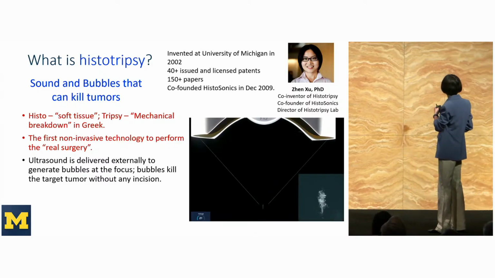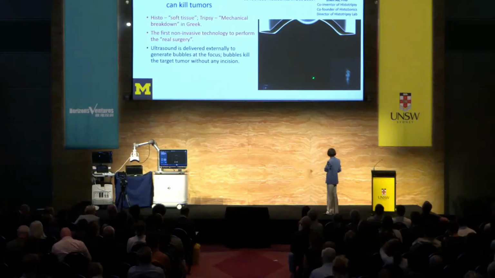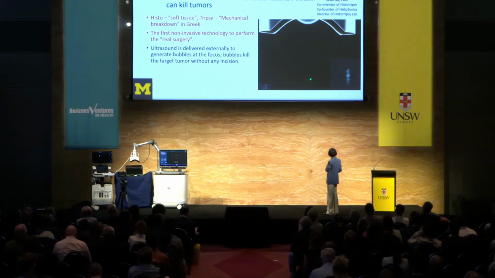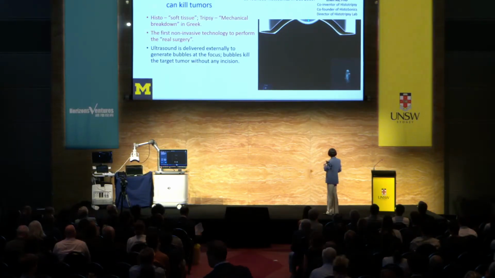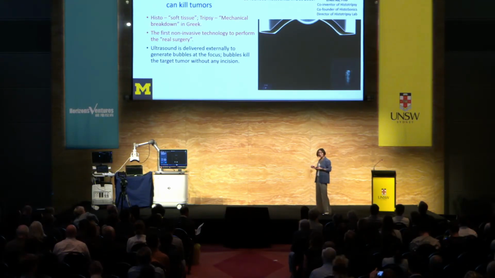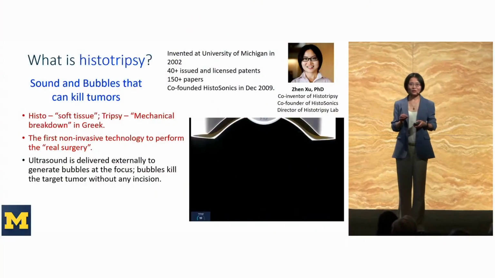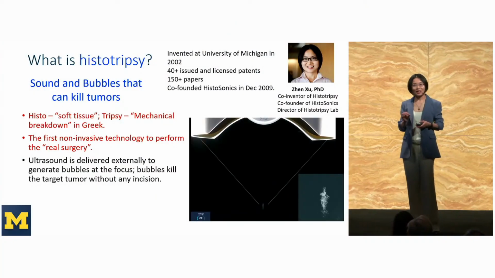See, this is the ultrasound device here. And it's focused on the target tissue with millimeter accuracy. What you're seeing here is a cluster, a cloud of microbubbles generated. It's about 2 millimeters by 4 millimeters in size, and it's 14 centimeters away from the ultrasound transducer. And those bubbles kill the target tumor without incision, without radiation, without injury. And that's what I'm about to show you.